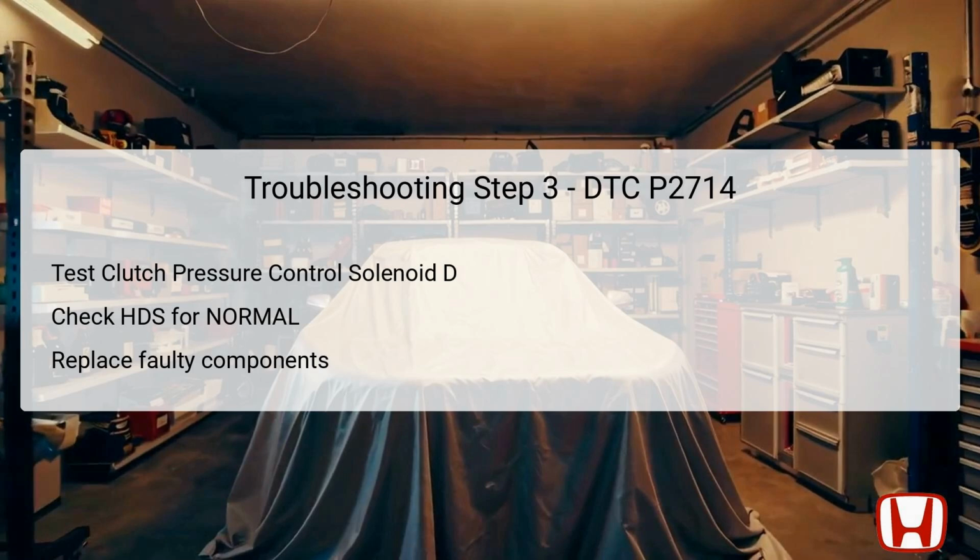If the HDS indicates that the solenoid condition is normal, this suggests that the solenoid is functioning properly, and attention should then shift to the main valve body or other components like the lock-up shift valve for potential faults. Conversely, if the HDS indicates a problem, it confirms that the AT clutch pressure control solenoid valve D is faulty, necessitating its replacement to restore proper functionality to the transmission.